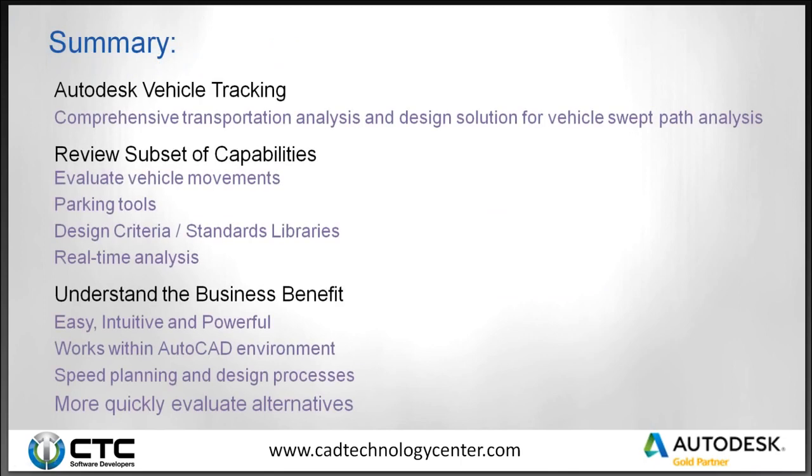So in summary, vehicle tracking is a comprehensive transportation analysis. It's a good design solution for swept path analysis. Very similar to AutoTurn. The subsets: vehicle movement, horizontal and vertical, the parking tools, the roundabouts, the vast library out there. There is a productivity pack for 2016 that has even more vehicles out there that you can add on.